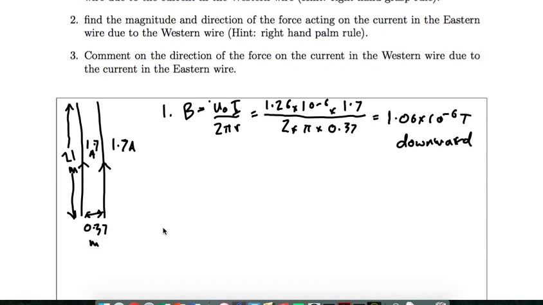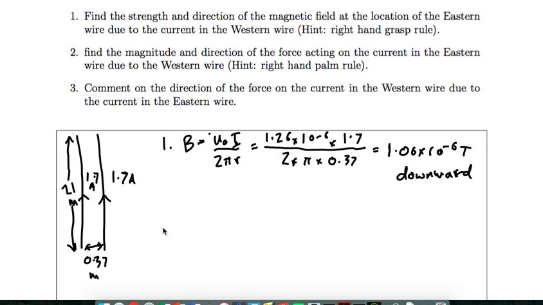Let's move it up a little bit. Question 2. Find the magnitude and direction of the force acting on the current in the eastern wire due to the western wire. Okay, so we know that we've got a current flowing north. We've got a field going downward into the page. What's the direction of the force going to be on it? If we use the right-hand palm rule, so flat palm, thumb out at right angles to the fingers. Fingers are the directions of the field lines. Thumb is the direction of the current flow. Palm is the direction of the force, the push. So the eastern wire, the right-hand wire, is going to be pushed left towards the left-hand wire. It's going to be attracted to the other wire, or experience a force toward the other wire at least.